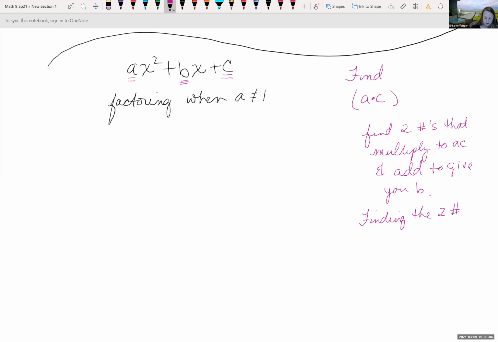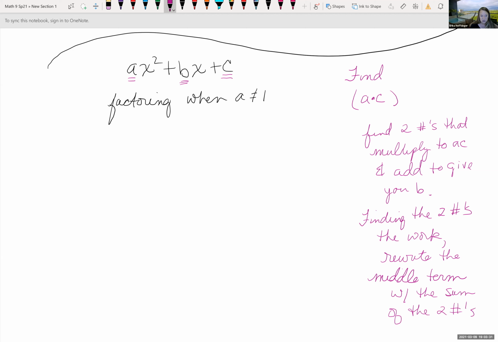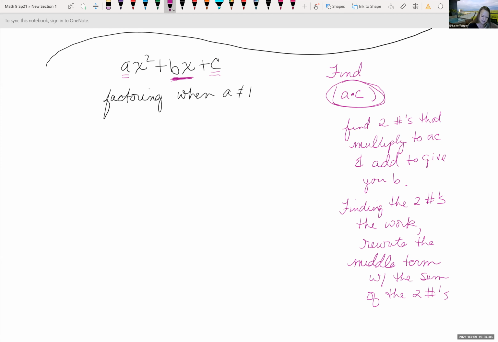If you can find those two numbers, you're going to rewrite your middle term with the sum of those two numbers. Usually when I'm factoring, I look at how many terms what I'm trying to factor has. When I rewrite this middle term, bx, as a sum of two terms with x that sum to give me b, but those two numbers multiply to give me this AC, then I have this 4-term polynomial. And when you have 4 terms, one way to try factoring is factoring by grouping, and that's what you're going to be doing.